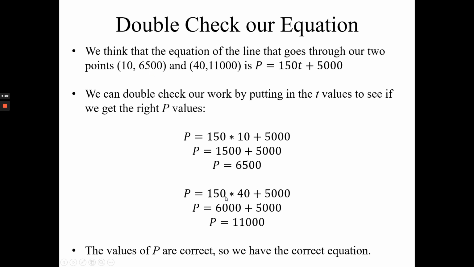For the next one, I've got 40, so 150 times 40. My calculator says that's 6,000. We add the 6,000 to the 5,000, I should get 11,000. Yep, that's the number I should get. So the values of P are correct. So we've done it. Yay, we have the correct equation based on this data.